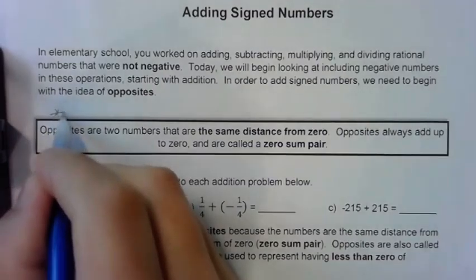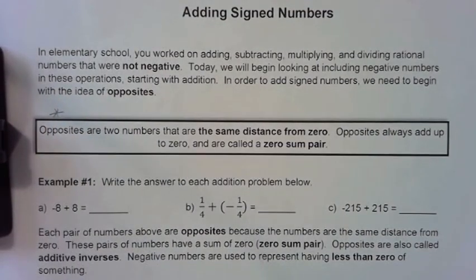In the box, we define what opposites are. Opposites are two numbers that are the same distance from zero. Opposites will always add to zero and are called a zero-sum pair. In example number 1, we want to write the answer to each addition problem below.